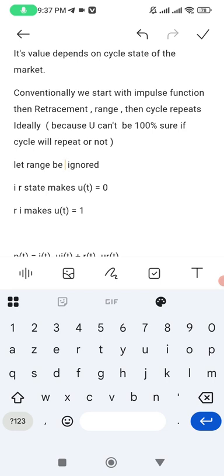But if we have retracement impulse, it means that U of t is going to be 1, meaning that the market has actually retraced in the past to infinity, and therefore the impulse has to take over. We are going to switch on the impulse by setting U of t equals 1, meaning that the impulse is switched on. And so you, as a trader, have to start trading the impulse.